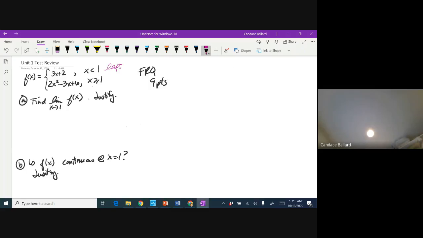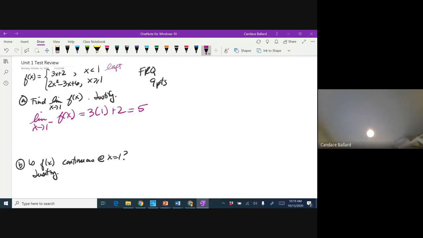I am going to start by putting this into this 3x plus 2. So the limit as x approaches 1 from the left of f of x, that is probably the better way to officially state that, would be 3 times the 1 I'm substituting in plus 2, which is 5.